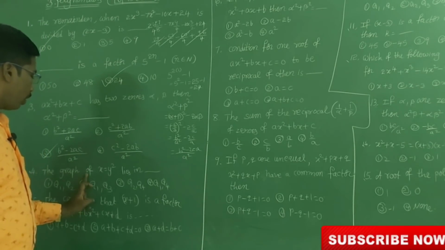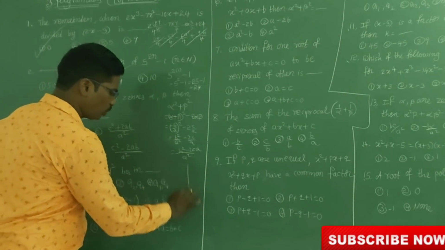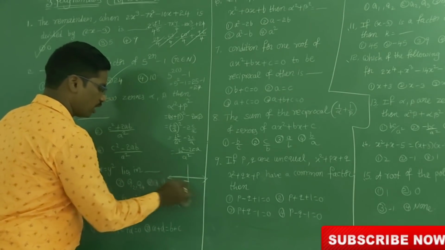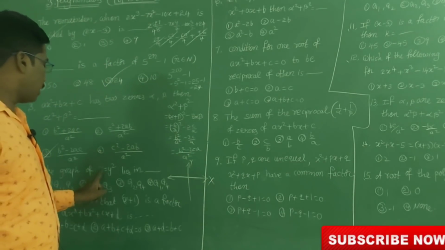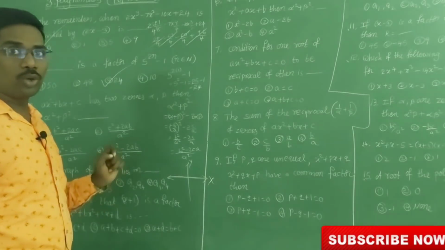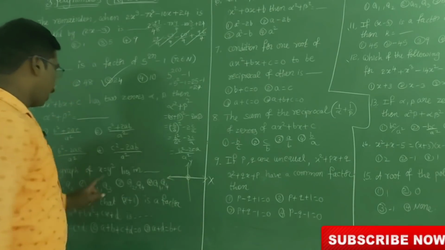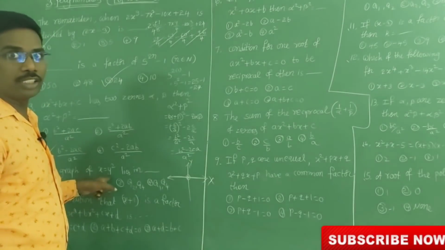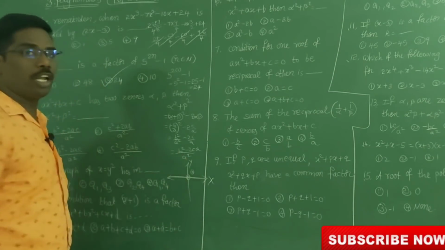The graph of x is equal to y square lies in. So just draw a small diagram and you will get the answer. This is the x axis and this is the y axis. Now what they are saying: x is equal to y square. So if x is equal to 0, then y is equal to 0. Then this is the point. If you keep y is equal to 1, then x is equal to 1. Here, x is equal to 1 and y is equal to 1.